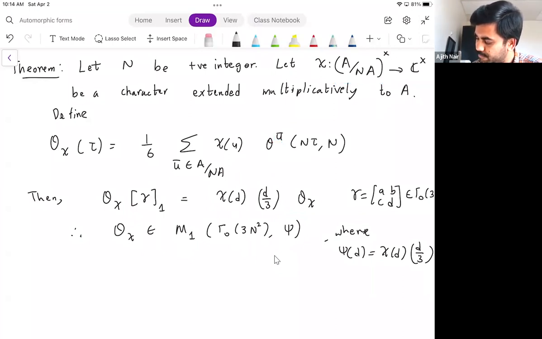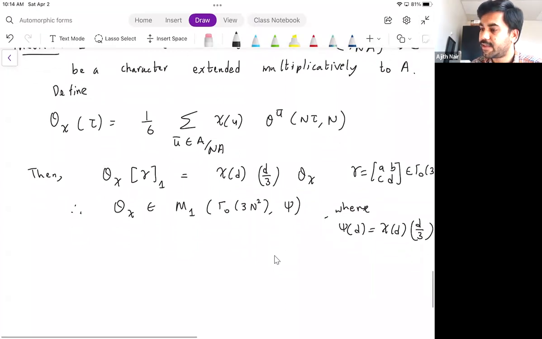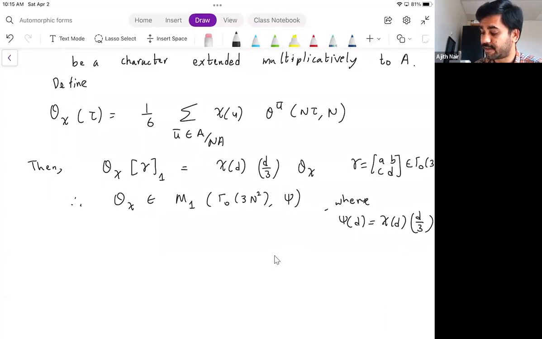So I don't think I will prove this theorem, but I will now point out how this theta function can be rewritten so that the expression looks more like the classical theta function.